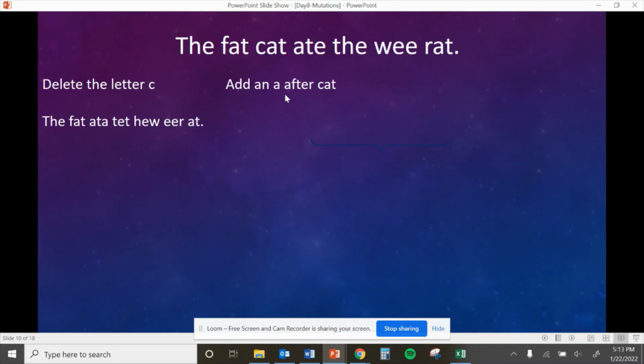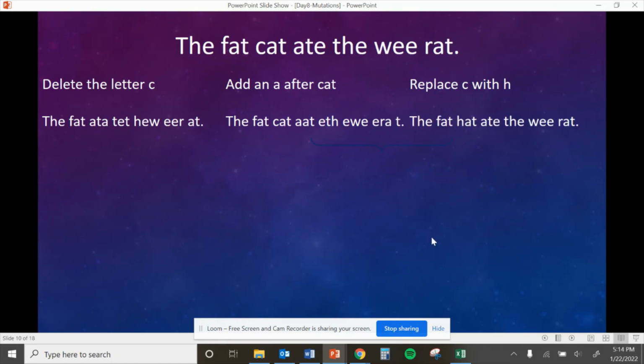What if we were to add an A after the word cat? We would have a similar type of result where, again, if we add an A, we have a frame shift because everything afterward is going to be kind of gibberish. What if we replace the letter C, though, with the letter H? So this would be a substitution or a point mutation. And in that case, it would change our sentence to the fat hat ate the wee rat. So it does change something about our sequence and therefore our protein, but it's only affecting that one amino acid or word in this case.